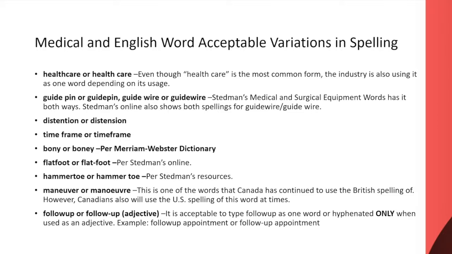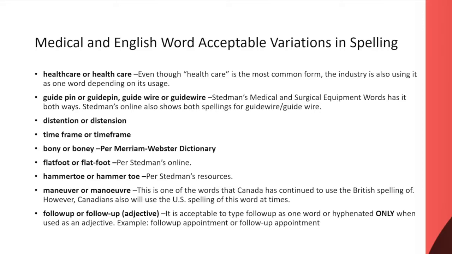Stedman's medical and surgical equipment words has it both ways, and Stedman's Online also shows both spellings for guide wire as well. And distension, you can spell that with T-I-O-N or S-I-O-N. Both ways are acceptable. Time frame, that's another one where one or two words are acceptable, either one. And bony, with an E or without an E, per Merriam-Webster dictionary that you can access online. It has it either way.